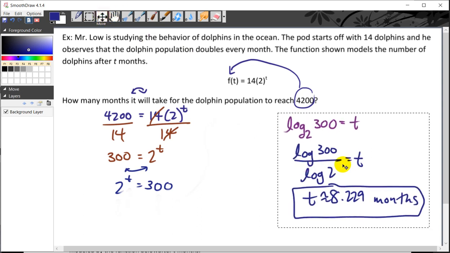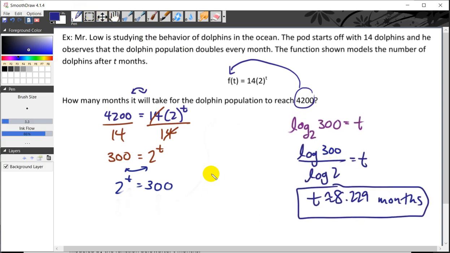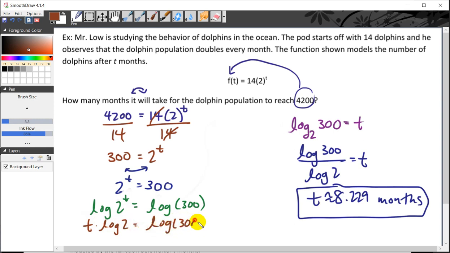Okay, so the other way that you could do this is you could rewrite both sides with a common logarithm. You have log of 2 raised to t equals log of 300. Then you can use the power rule. Power rule says drop the exponent down. t times log of 2 equals log 300.